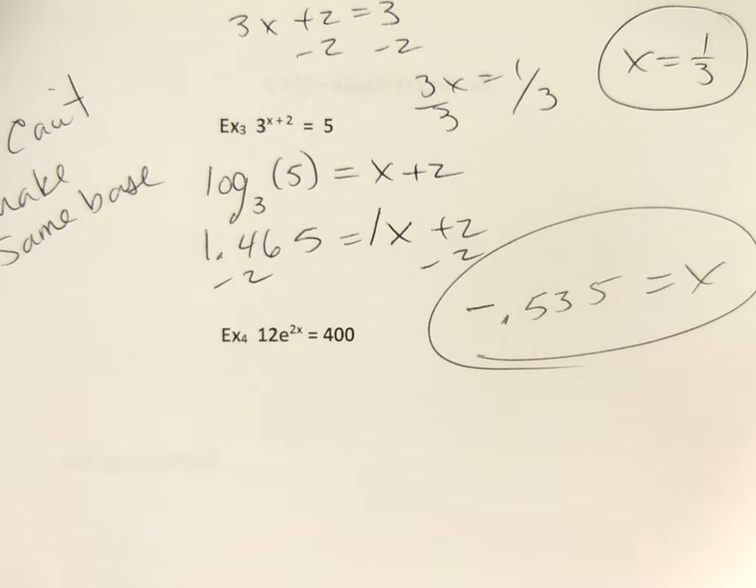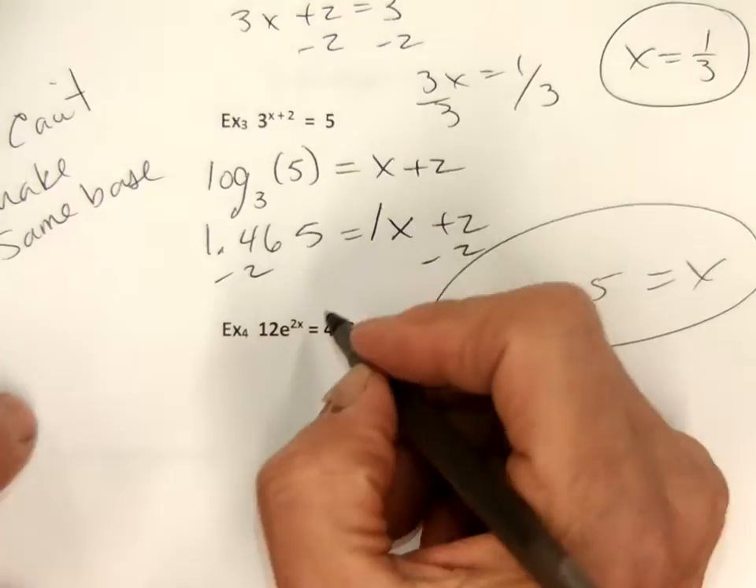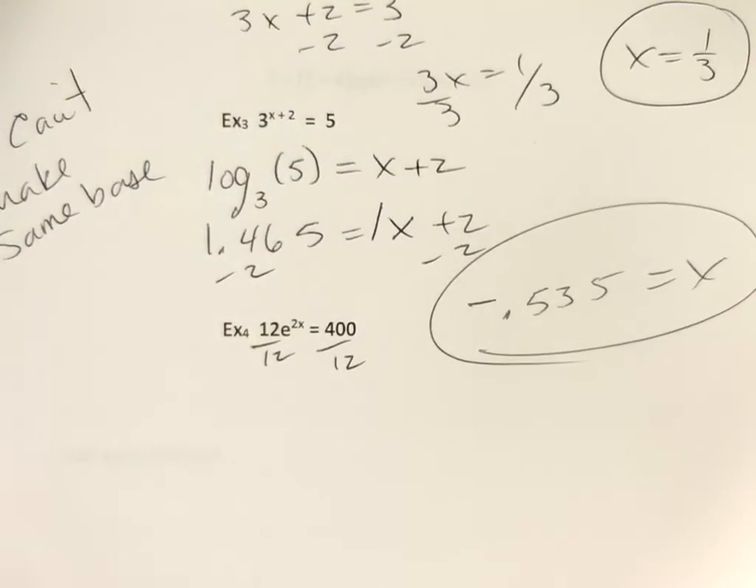Okay, now, are you ready for 4? So before you do anything, get rid of the 12. Don't log anything, just get rid of the 12. How am I going to get rid of the 12? How are you going to get rid of the 12? Yeah, divide by 12. Okay, I'm going to do that first.